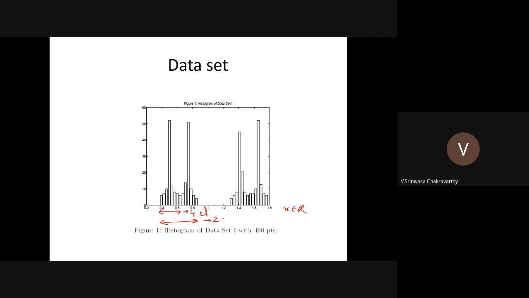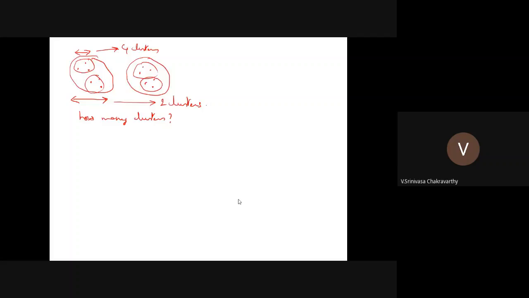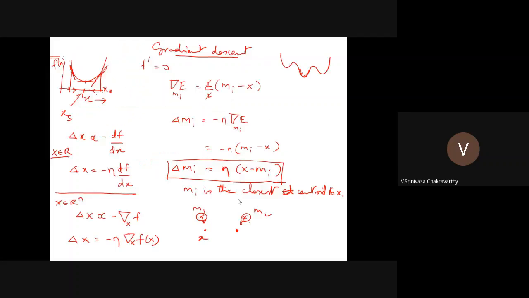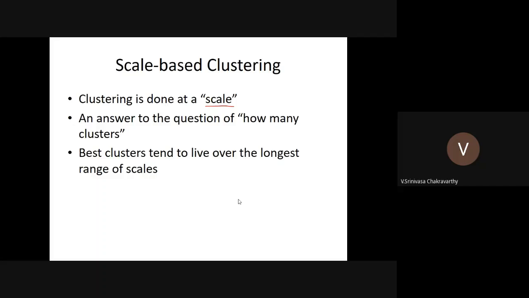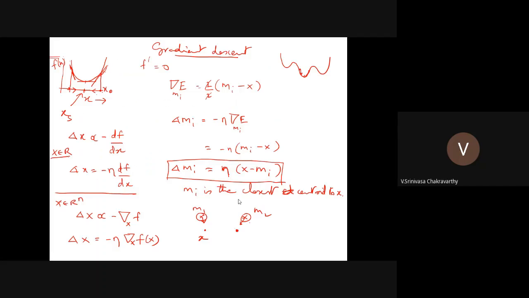So the idea of scale as determining clusters is a very important idea. There are a lot of applications of that idea. And if you combine this idea of scale with our previous algorithm, which is competitive learning or the online clustering algorithm, then you have a very interesting algorithm for hierarchical clustering, which is called scale-based clustering. So in the previous method, we have a way of going towards.